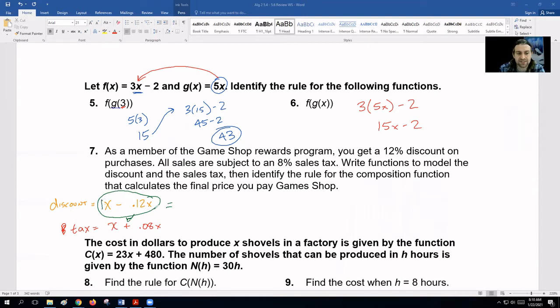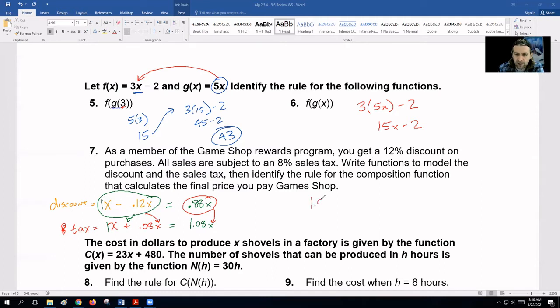If I have 1x minus 0.12x, I get 0.88x. If you think about it, if you get a 12% discount, you're actually only paying 88% of the price. And then if I have 1x plus 0.08x, I get 1.08x, which means you're paying 108% of the price, so you add a little bit more. So now we have these easier equations. It's going to be easier to take this and plug it into that instead of plugging this equation into both of those x's. You get the same answer either way, but this is a little bit easier.